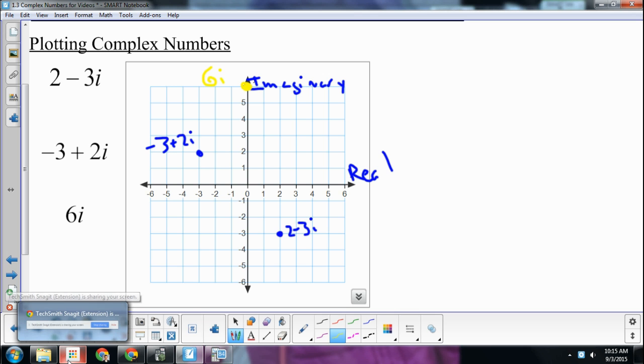So pretty simple stuff to plot complex numbers. Real axis, imaginary axis, good to go.